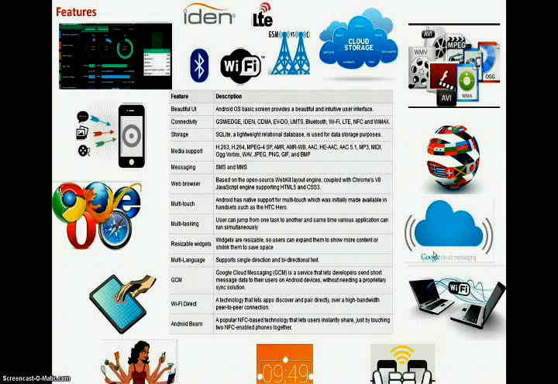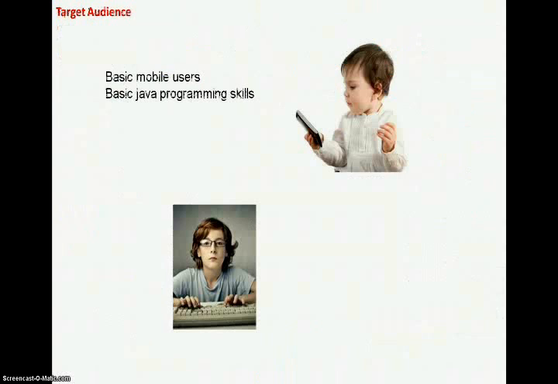GCM is a new concept, Google Cloud Messaging, which allows developers to send short messages to Android devices. Next is Wi-Fi Direct, which is like you can pair two Wi-Fi devices and have a peer-to-peer connection. Android Beam is like you connect two mobile phones, just touch them, and you can share data between two Android devices.